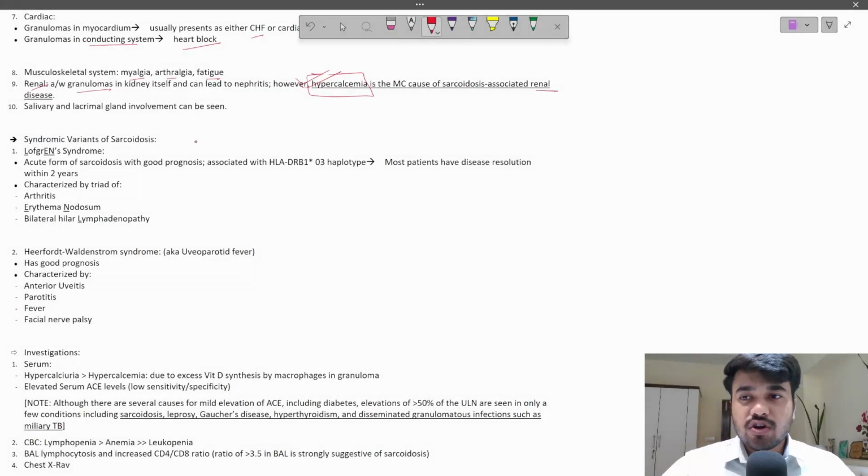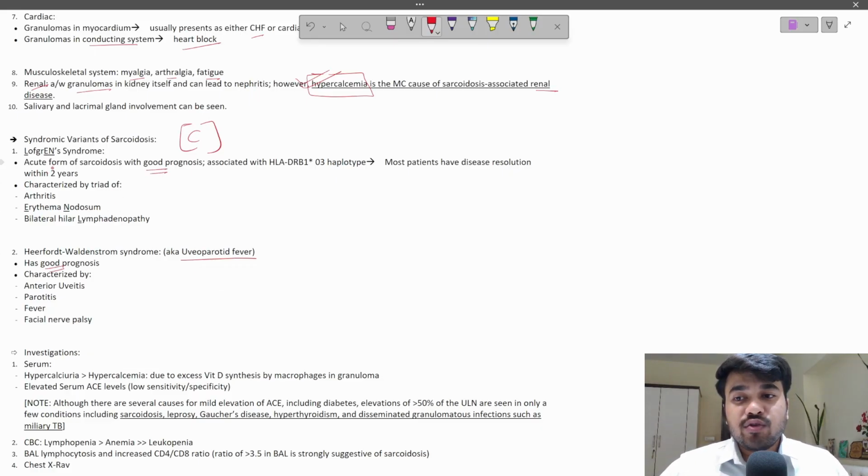All right, so now let's talk about the syndromic variants of sarcoidosis. This is our third topic here. There are two syndromic variants of sarcoidosis, the Lofgren syndrome and the Heerfordt-Waldenstrom syndrome, also known as uveoparotid fever. Both of these have a good prognosis, as you can see.